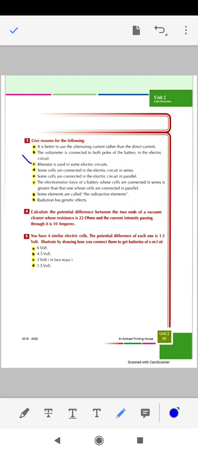Some elements are called radioactive elements, also important. I'll say because they contain a number of neutrons more than required for their stability. Radiation has a genetic effect, also important. I'll say because it changes the sex chromosomes, causing abnormal pairs.